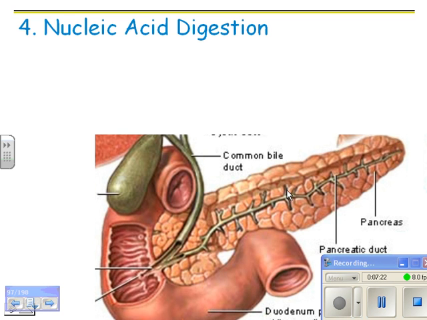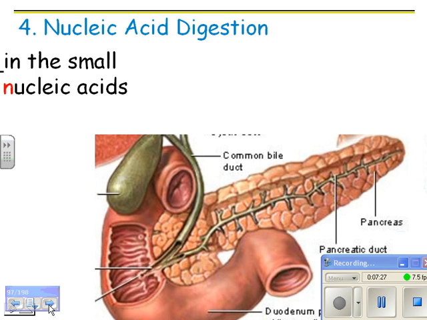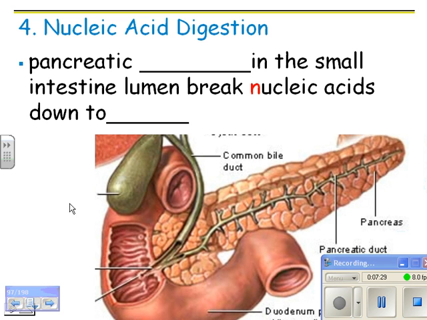The last one is nucleic acid digestion. And you probably guessed it again, a lot of the enzymes come from this pancreas, and they're secreted right out here to the small intestine. So pancreatic, let's see, what should we do to name this? Nuclei, and then put an ASE on it. Nucleic acids are broken down by nucleases. So pancreatic nucleases, remember they always end in ASE, in the small intestine lumen, break down nucleic acids into their monomers, actually, which are called nucleotides.